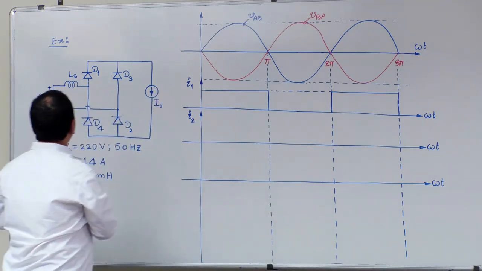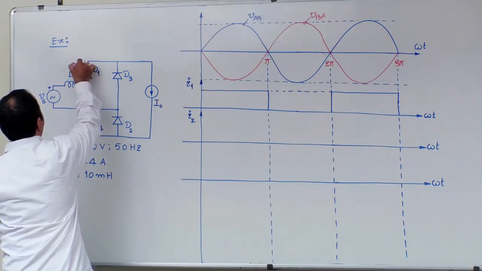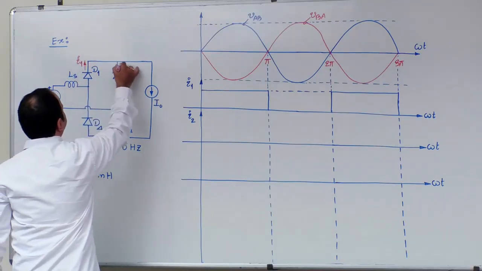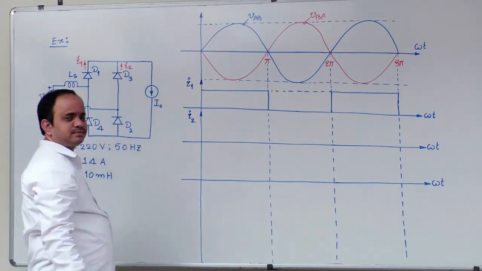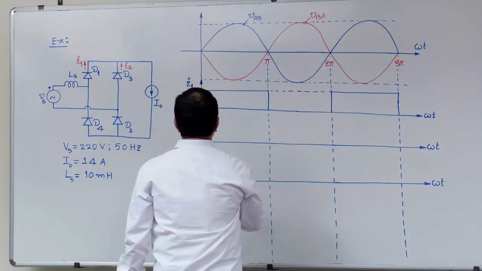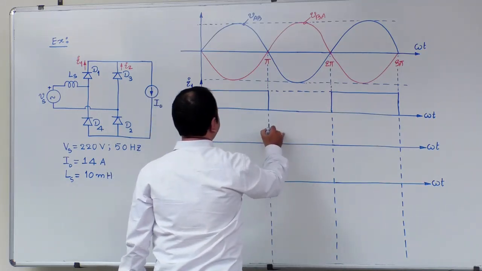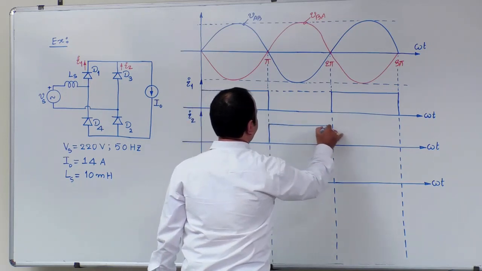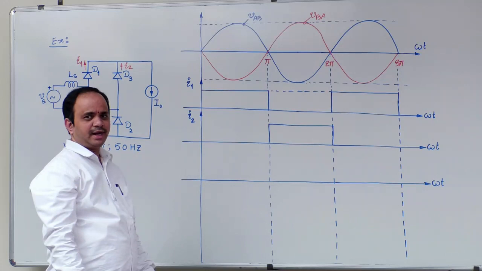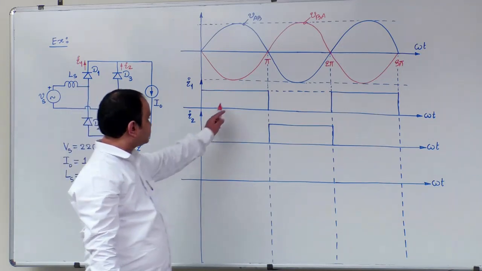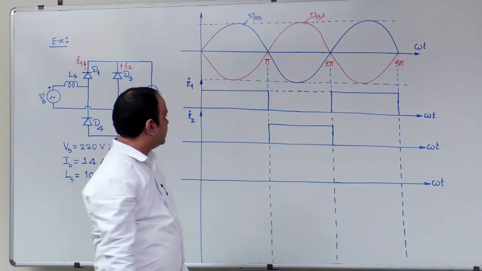If you want more clarity, you can draw here. This is I1 and this is I2. Next, from 0 to pi, I2 is 0. As D3, D4 is in conduction from pi to 2 pi, we will get the I2 waveform in that interval. This is the blue color waveform without source inductance.